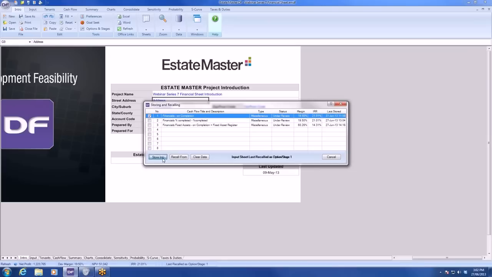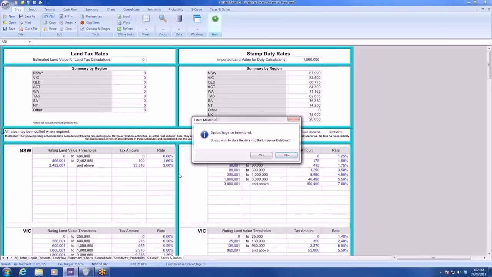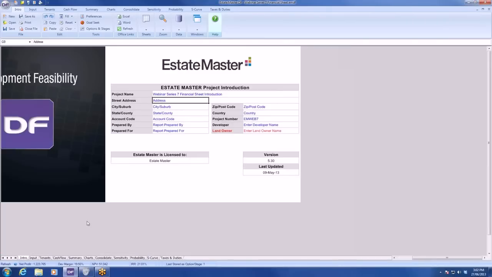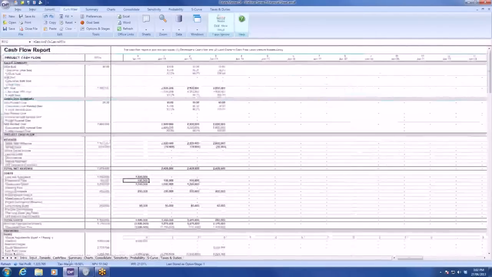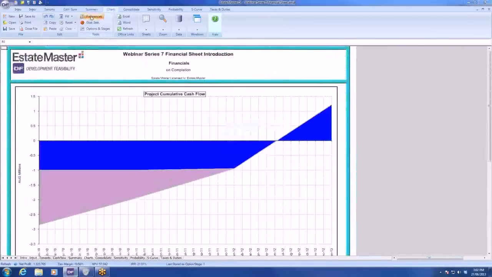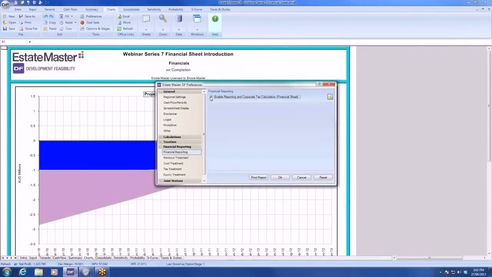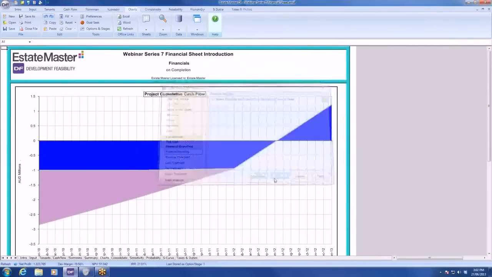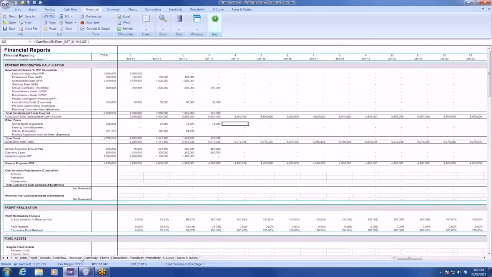So let's call back in option 1 for me. The very first thing to note is the financial sheet does not appear at the bottom here until we go up to Preferences, go into Financial Reporting, and click Enable Reporting. That's the very first little thing to note. Now that financial sheet appears.